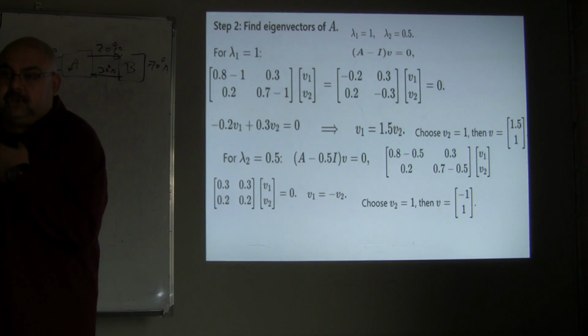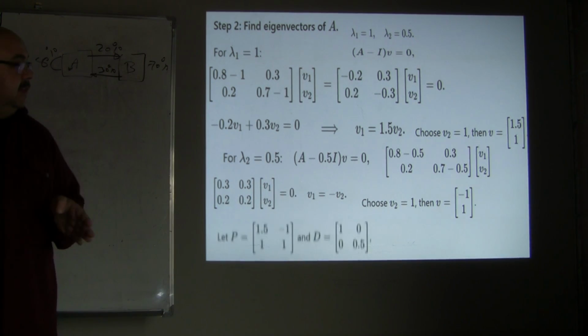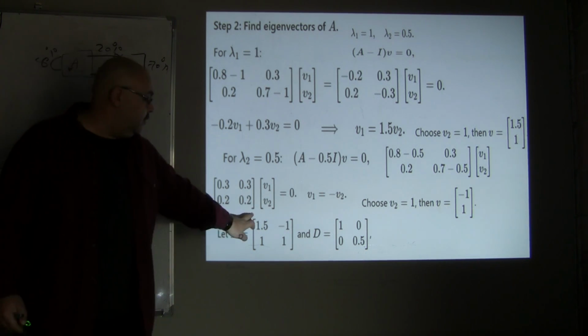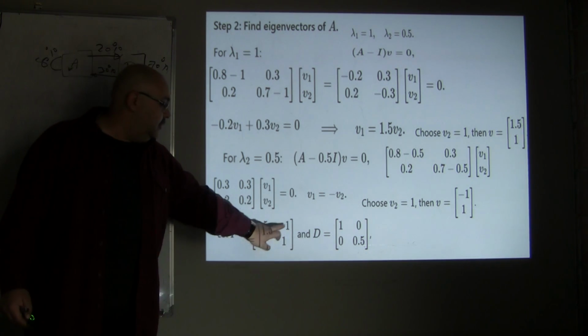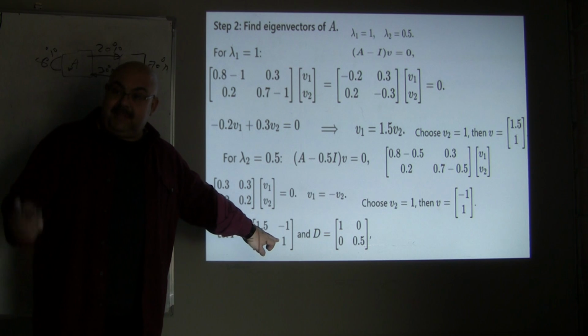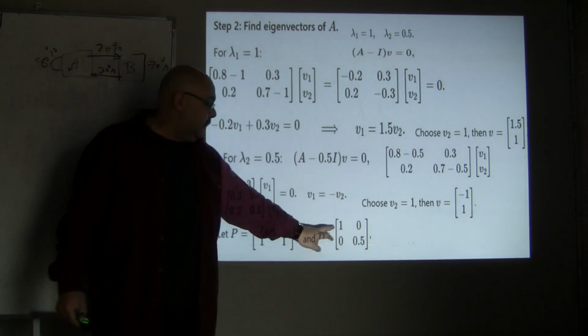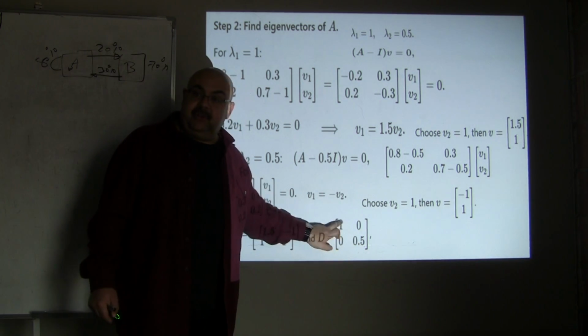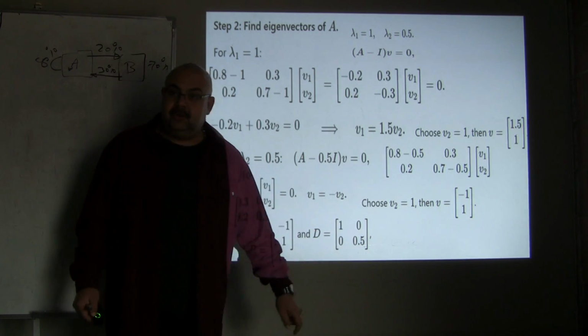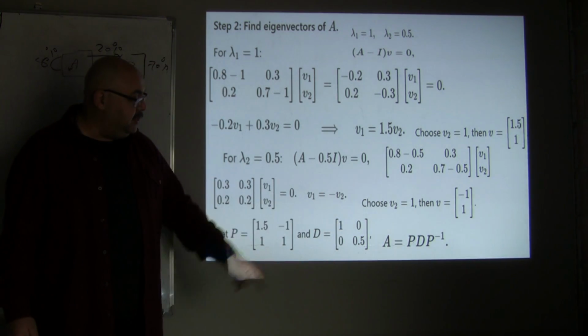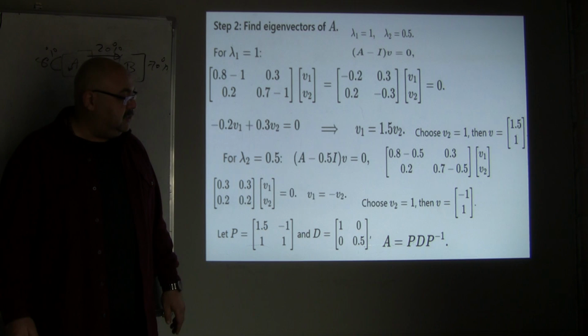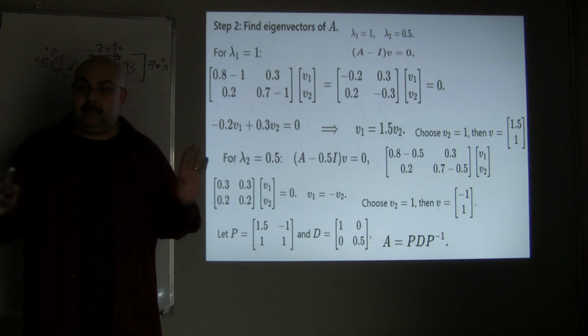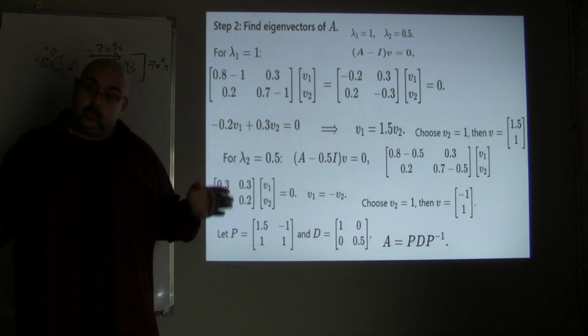Now I have the P matrix. The first column in it is going to be 1.5 and 1. The second column is going to be negative 1 and 1. And the diagonal matrix will be 1 and 0.5, first eigenvalue, second eigenvalue. Now I can put them in this form: A is equal to P D P inverse. I'm not talking about cities anymore. I'm talking about two companies.